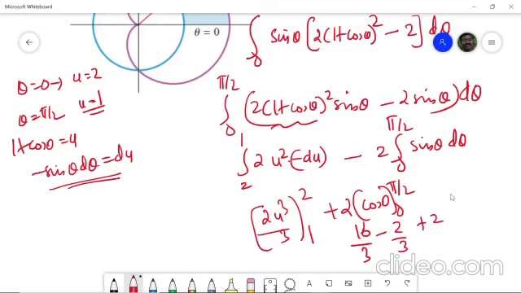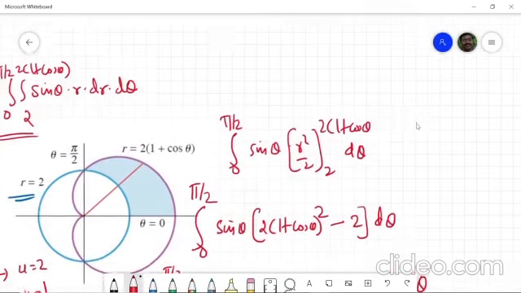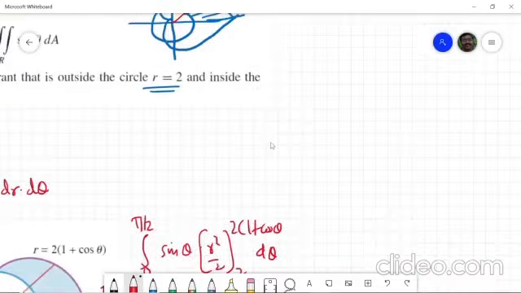So this will become 14 by 3 plus 2, which is nothing but 20 by 3. So this is the value of the integral. So it is normal integration using substitution rules and everything. I hope you understand how to draw the diagram, how to supply the limits, and then evaluate this problem. Okay. So we will do one more problem related to that.